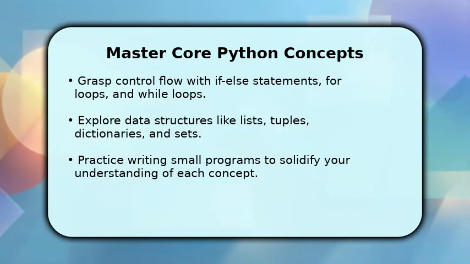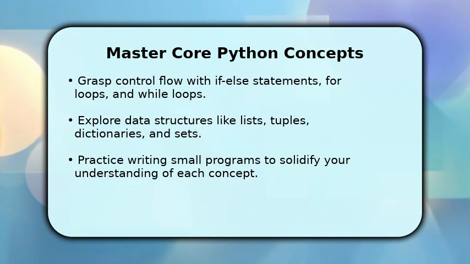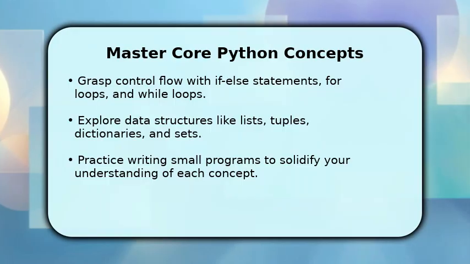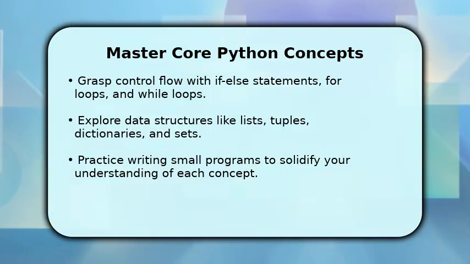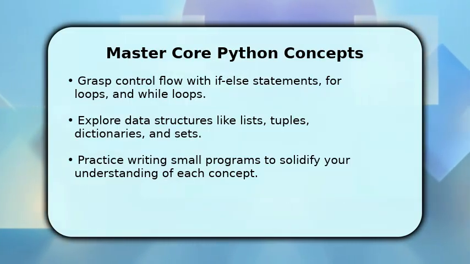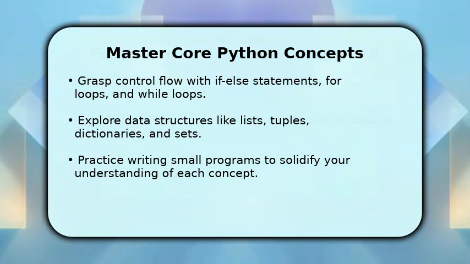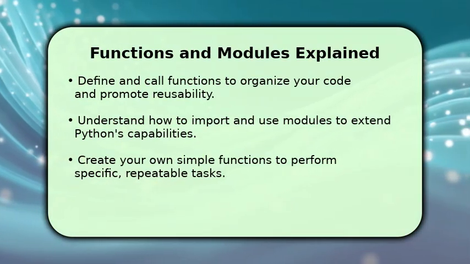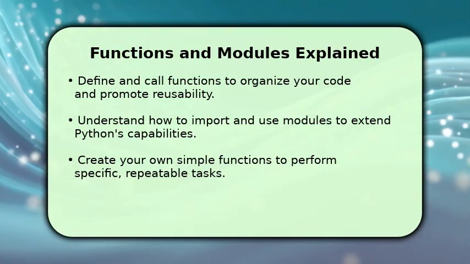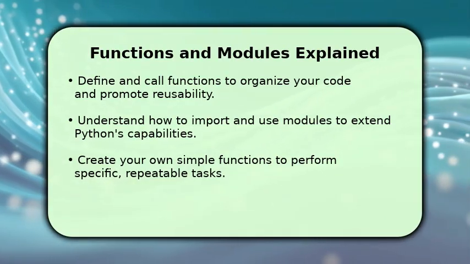You'll learn about control flow, using if-else statements to make decisions and while loops to repeat actions. We'll also cover essential data structures such as lists, which are ordered collections, and dictionaries, which store key-value pairs. The best way to master these is by actively writing small programs, perhaps 10 to 15 lines each, applying what you've learned.